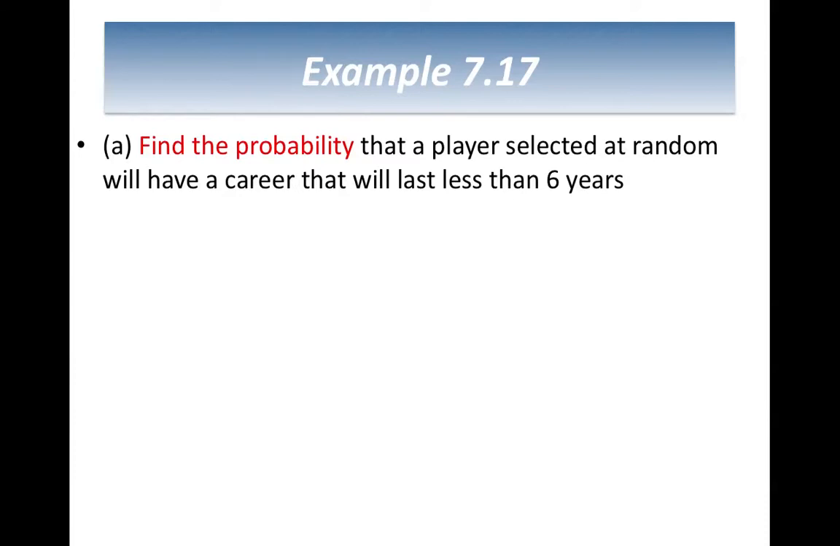Okay, let's look at a picture. For part A, we're trying to find the probability, and you should recognize now that finding the probability for a normal distribution means finding area. That a player selected at random will have a career that will last less than 6 years.